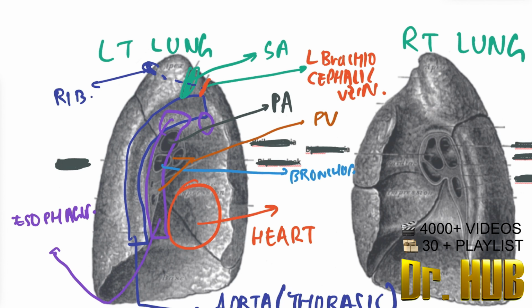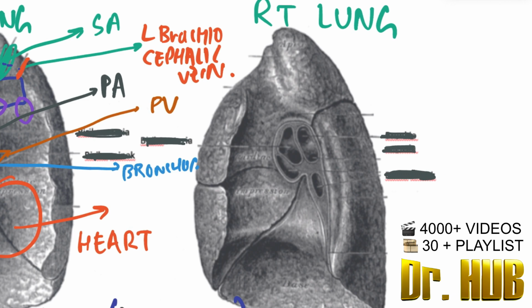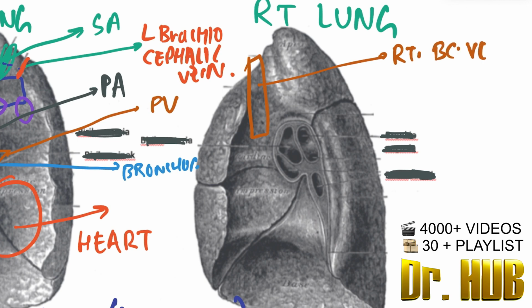Now let's look at the right lung. So this is the right lung, and the important structures being there is presence of the right brachiocephalic. So this is nothing but the right brachiocephalic vein is present.